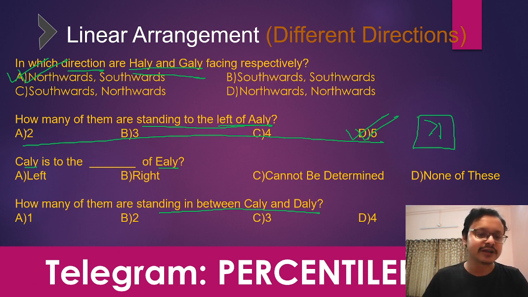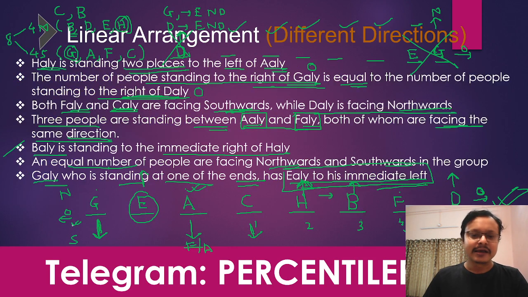Similarly, the third question is saying Cali is to what position with respect to Yali. So it has to be either to the left or to the right. Now, even if you weren't able to identify Cali's position, we already knew that Yali is facing this direction and Yali is adjacent to Cali. Which means what? Irrespective of whether Cali is here or here, one thing is for certain, Cali is somewhere to the right of Yali. Why? Because Yali is facing in the northward direction.